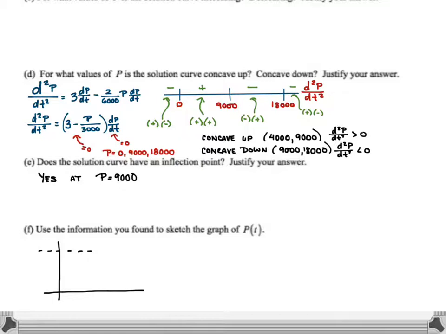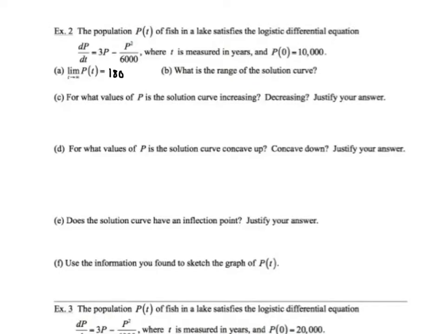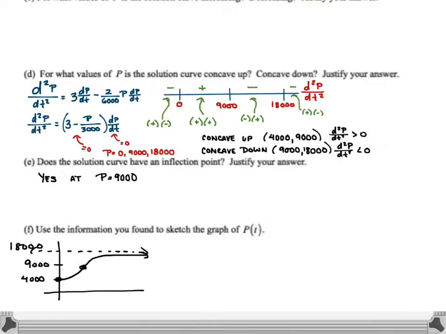Alright, use the information you found to sketch the graph of p of t. Well, we know there's a limit at 18,000. We know our initial value is 4,000. It increases constantly, but it's concave up and then it's concave down, and the point of inflection is 9,000. Okay, so that's that.